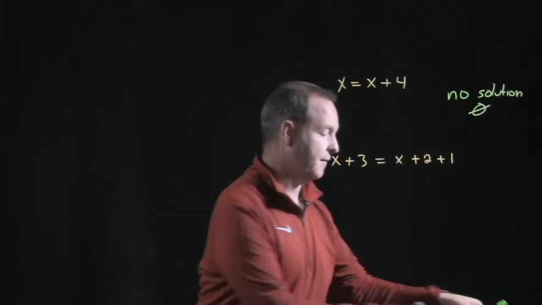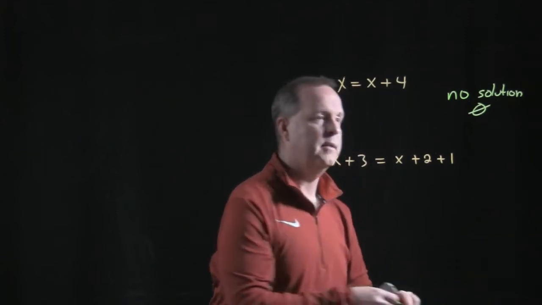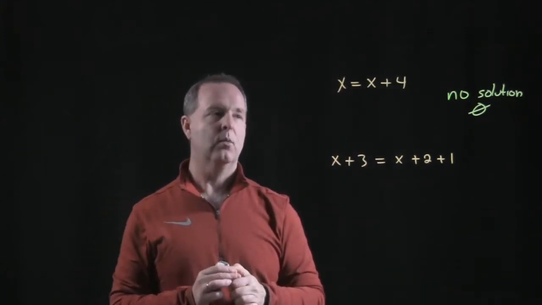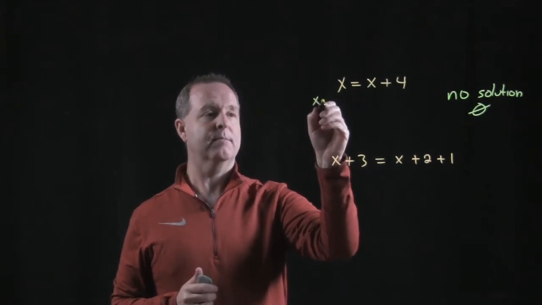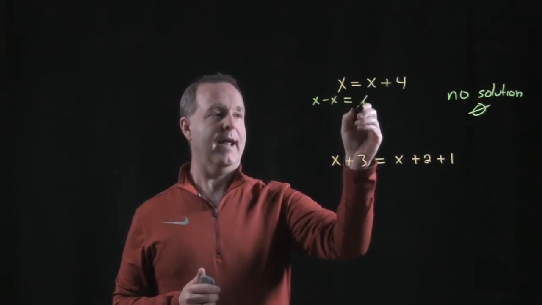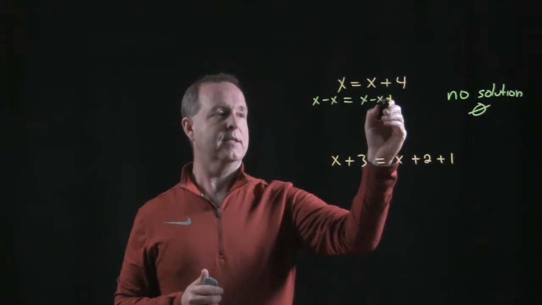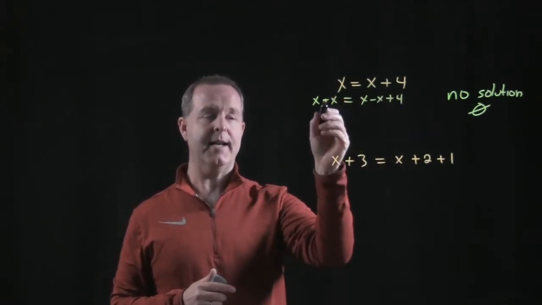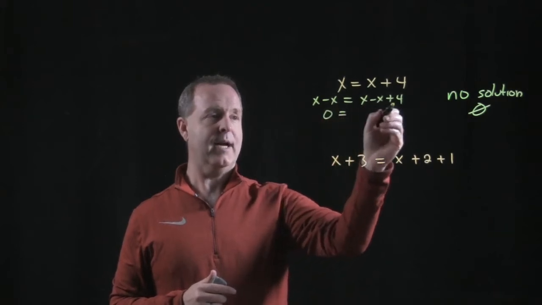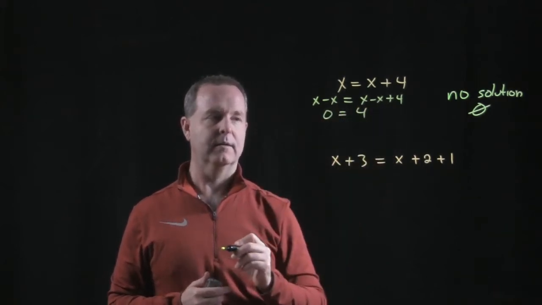Another way to look at that, if you were going to continue to solving this one, this might be another way to explain it. Well, let's subtract x from both sides and see what happens. So I have x minus an x equals an x minus an x plus a 4, because that's our goal, is to isolate the variable. On the left side, I have a 0. On the right side, I just have a 4.